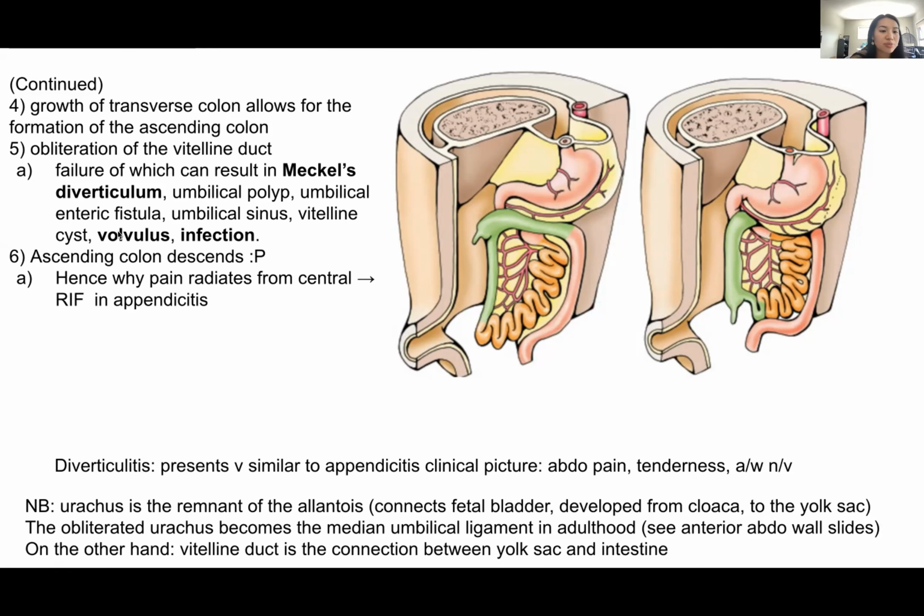So then as this happens, there needs to be obliteration of the vitelline duct. So the vitelline duct is basically where the fetus gets its food and makes its poop, or it kind of just transfers its waste out this way. So if it doesn't obliterate, what can happen is you get this Meckel's diverticulum, which is basically this outpouching of the gut, and it causes problems when you're an adult.